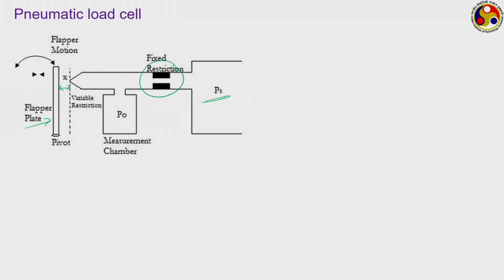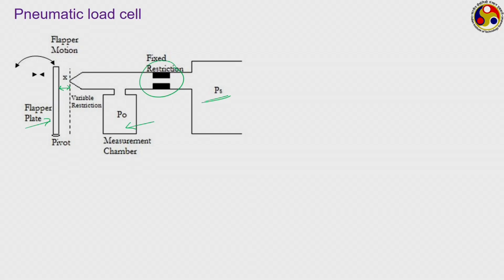accordingly the mass of gas stored in this measurement chamber keeps on changing, thereby changing the pressure in this measurement chamber itself. And by measuring the pressure in this measurement chamber, we can easily get an idea about the force that is acting on the flapper plate or the displacement, whichever we would like to measure. Do you remember the operating principle?